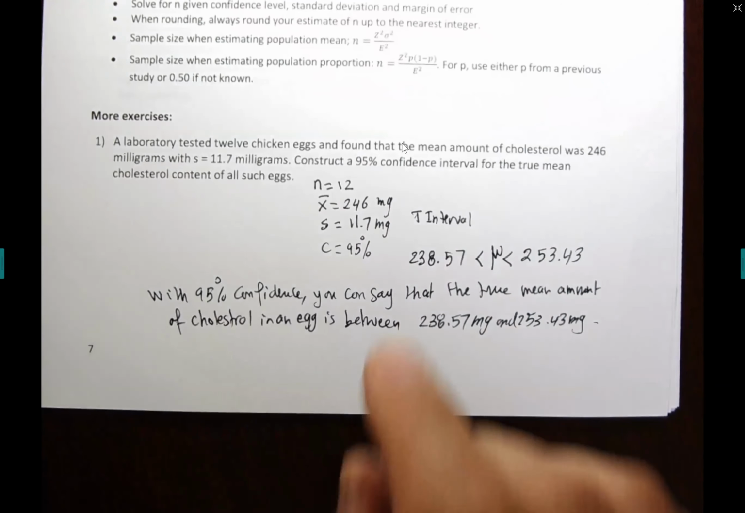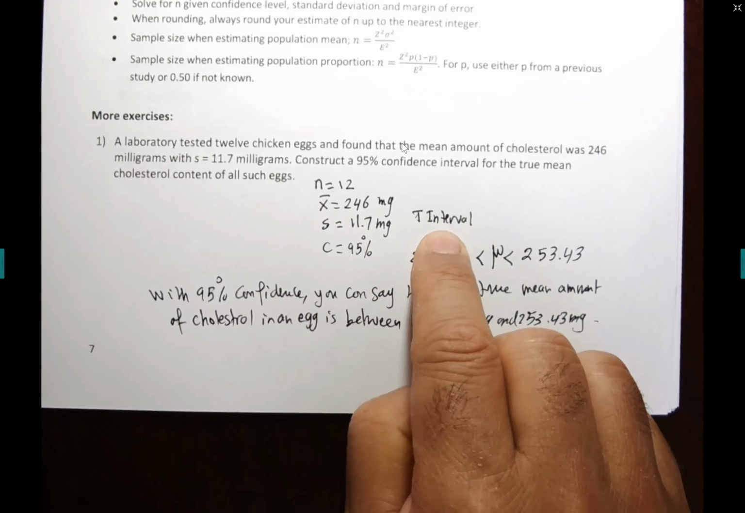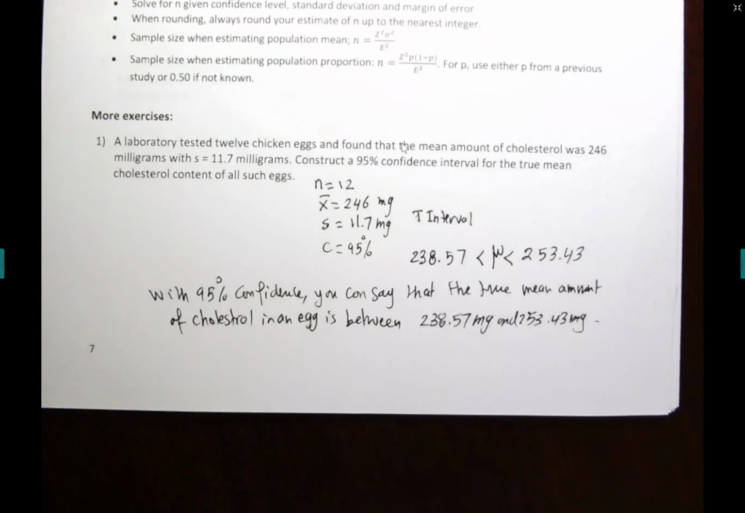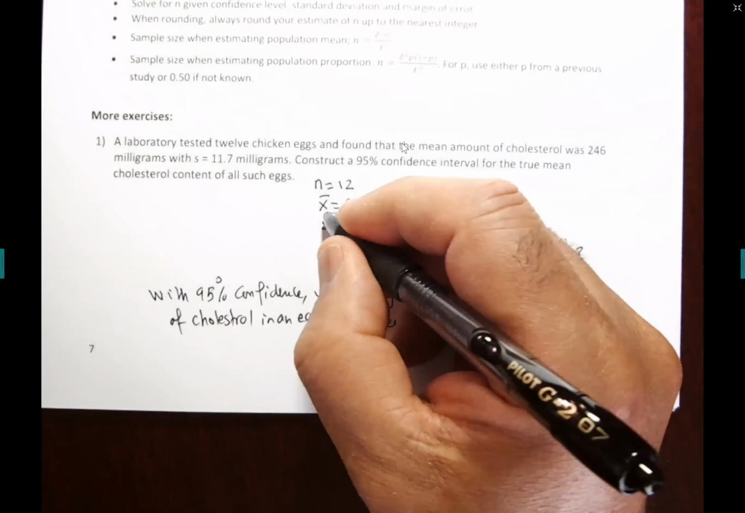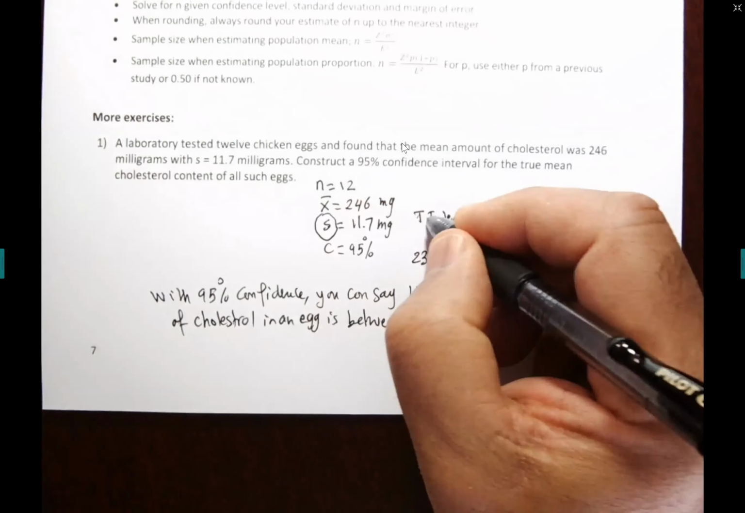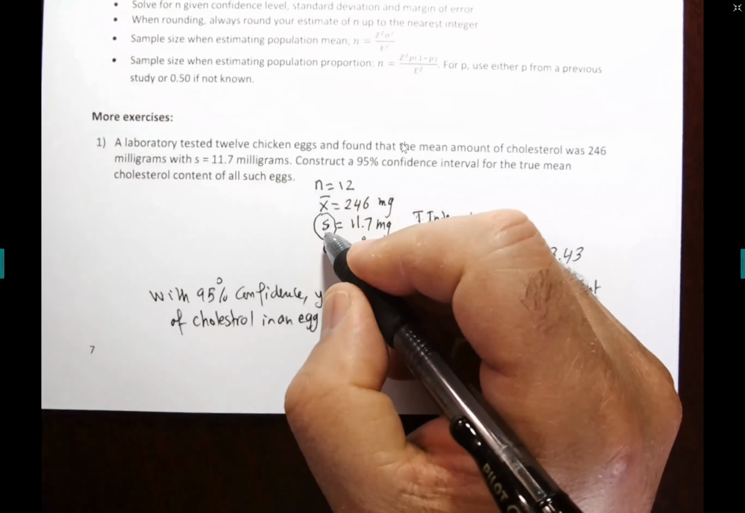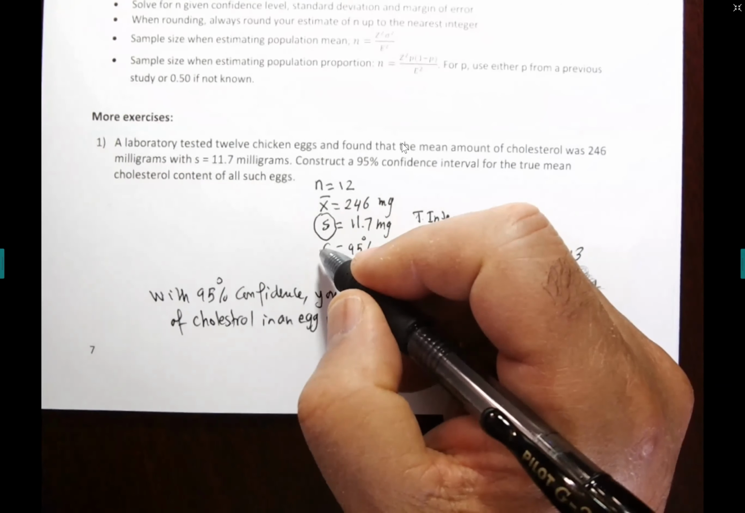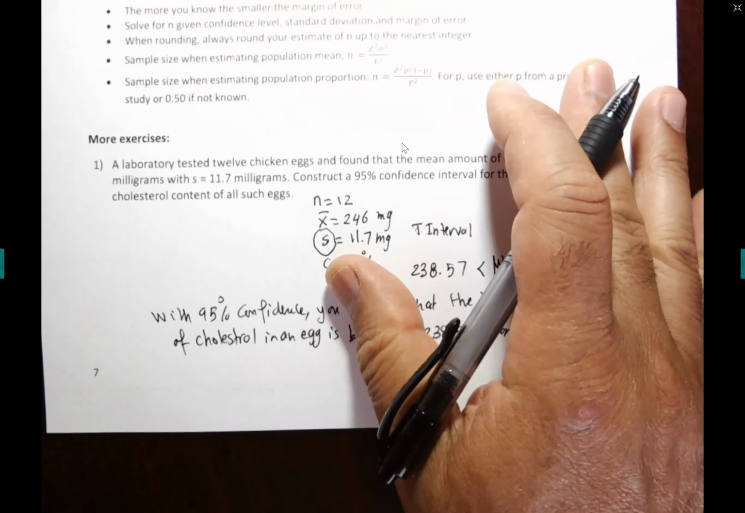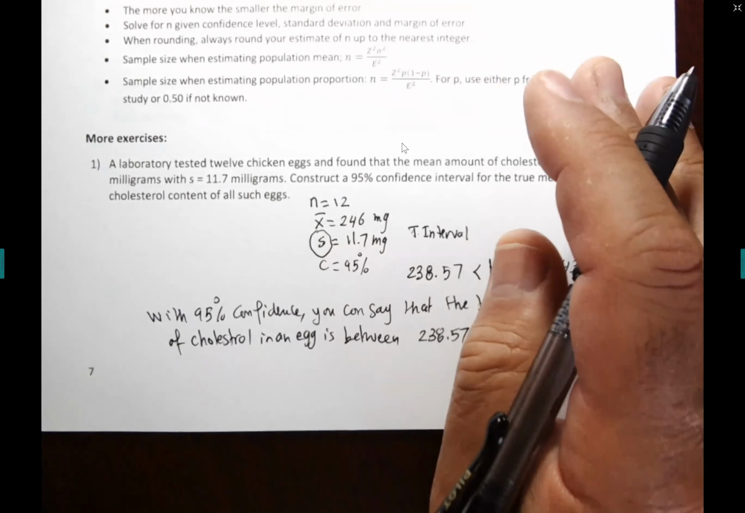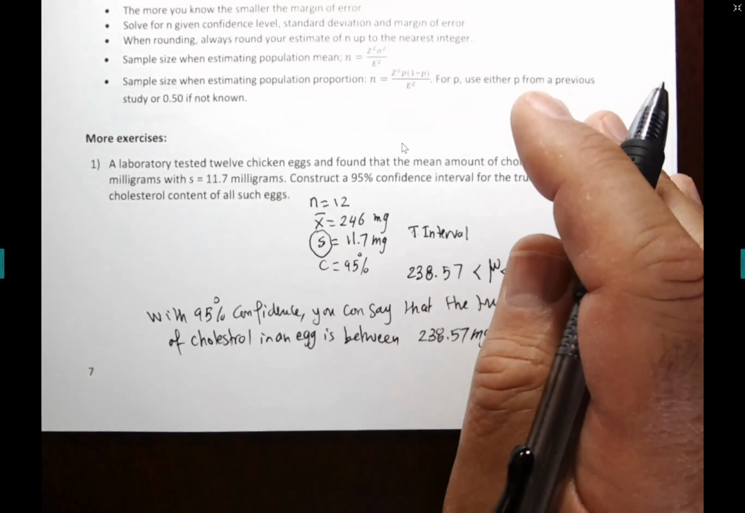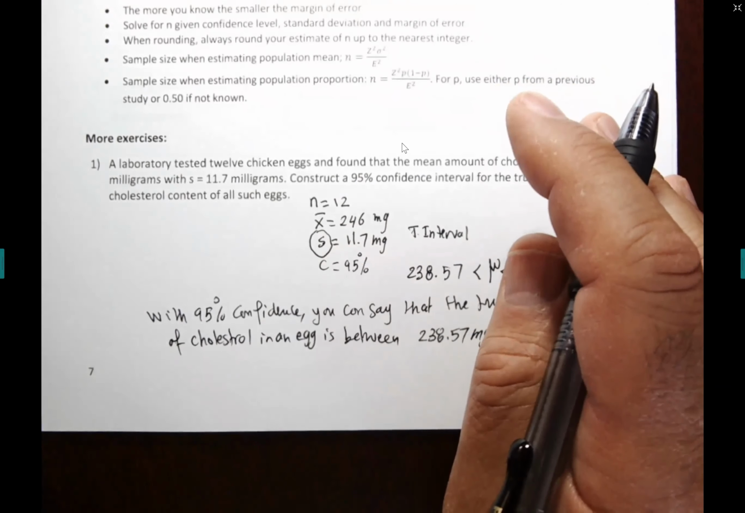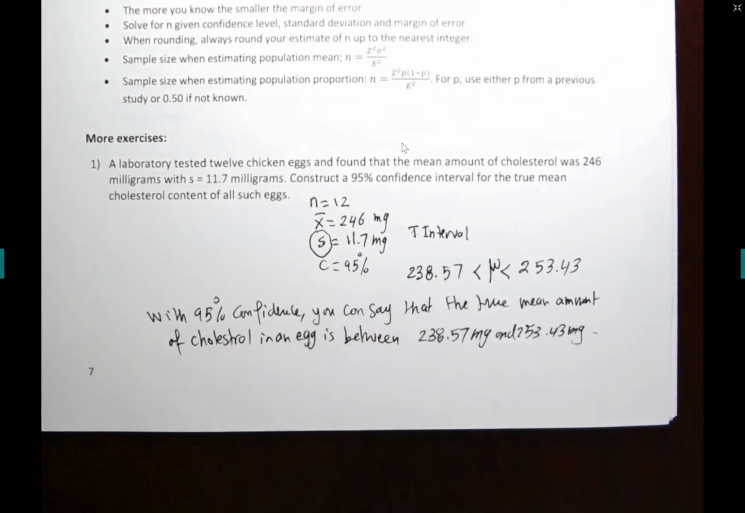So the key, guys, is to know, do I use a Z interval or a T interval? And that's an indicator right here. S means T. If this was a sigma, then it would have been Z interval. Okay, what I'm going to do now, guys, I'm going to switch screens and show you how you could have done this problem using StatCrunch. So pay attention for this.